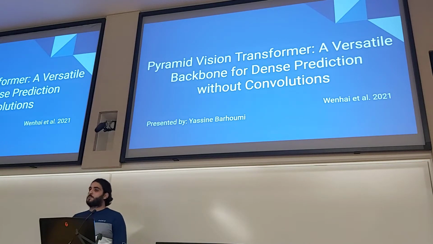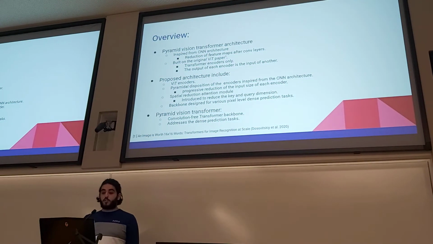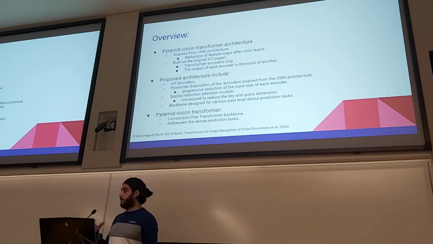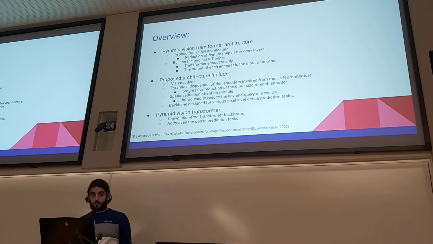Hello everyone, today I'm going to present Pyramid Vision Transformer, a versatile backbone for dense predictions without convolutions, by Wenhai et al. in 2021. The architecture was inspired by CNN models in terms of the reduction of feature maps after each convolution layer, and it was also built on the original Vision Transformer paper in terms of using only transformer encoders, where the output of each encoder is the input of the successive encoder layer.